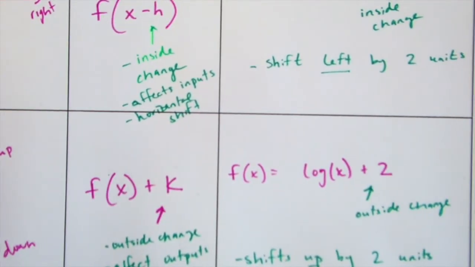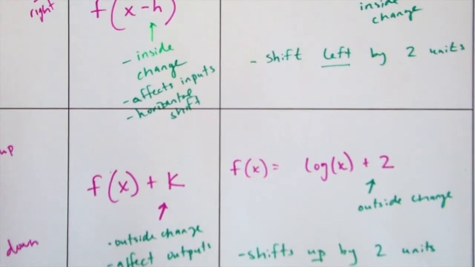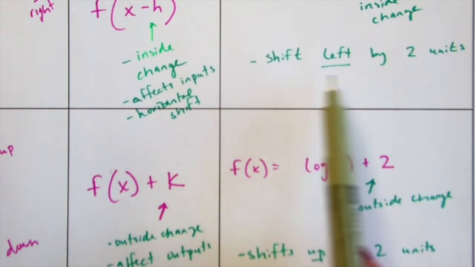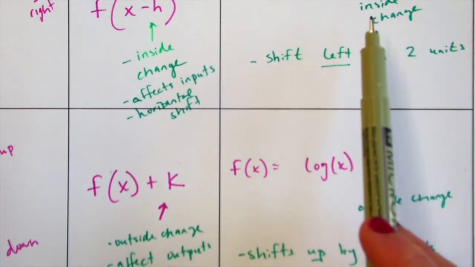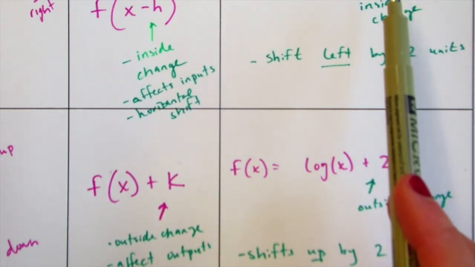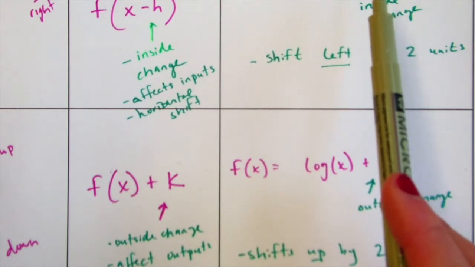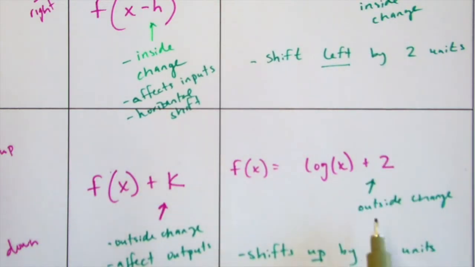Okay, so on this quest, you won't have to graph any transformations. What you will have to be able to do is identify what the transformation is. So you'll need to know that inside changes result in horizontal shifts, and outside changes result in vertical shifts.